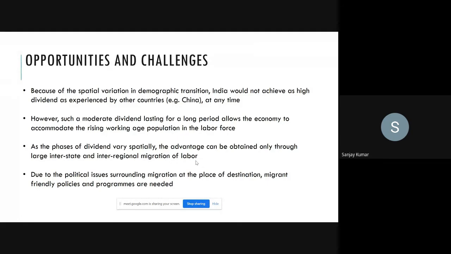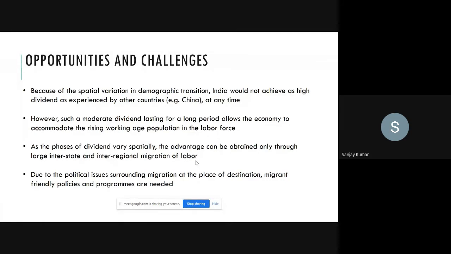With this background, what are the opportunities and challenges which we see in our country on demographic dividend? As you have seen, there are state-specific geographical variations in demographic transition. So India will not achieve as high a dividend as China has experienced, because China's fertility declined uniformly and very fast, and after that their working age population increased very fast all across the country. But here, in some places our working age population will already start declining, while in other states it will come in future.